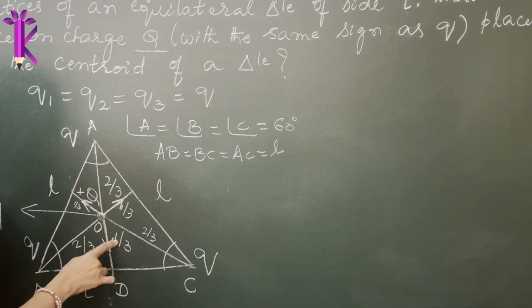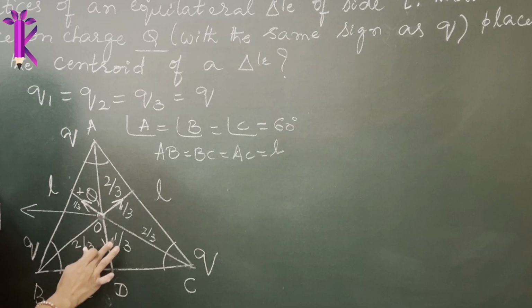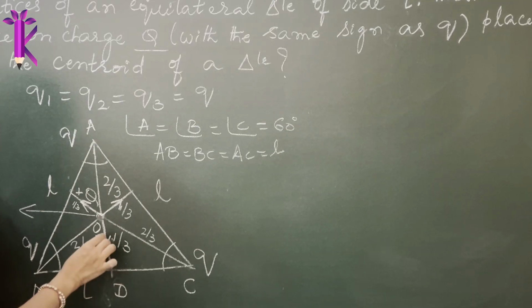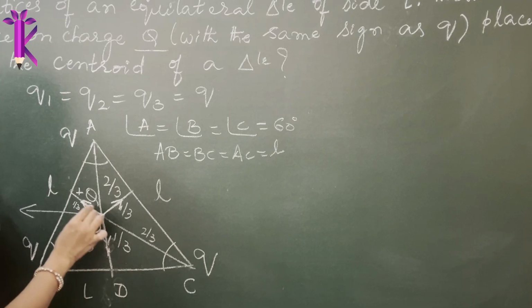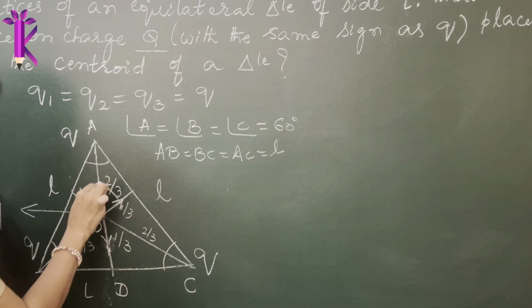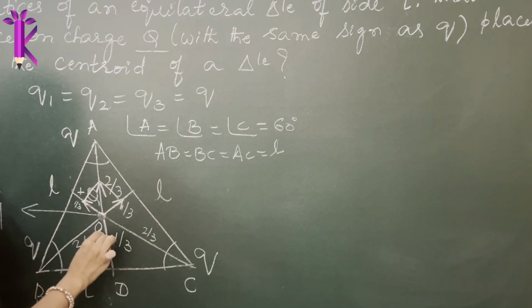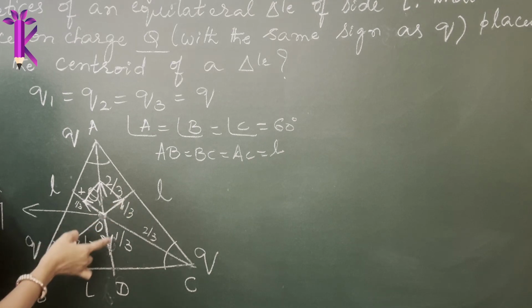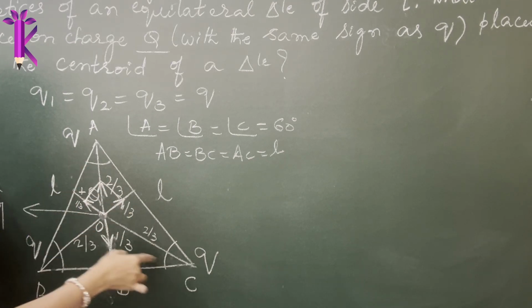See, they are all equal. All these forces are equal in length, right? So let me draw this equal. The length of the arrow actually tells you the magnitude. So now use the parallelogram law of vector addition and find the resultant here. So this resultant and this resultant are also of equal magnitude because they all have equal charges.